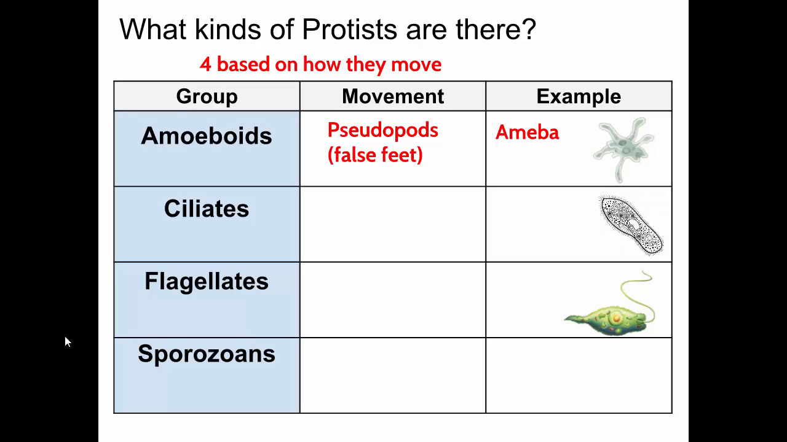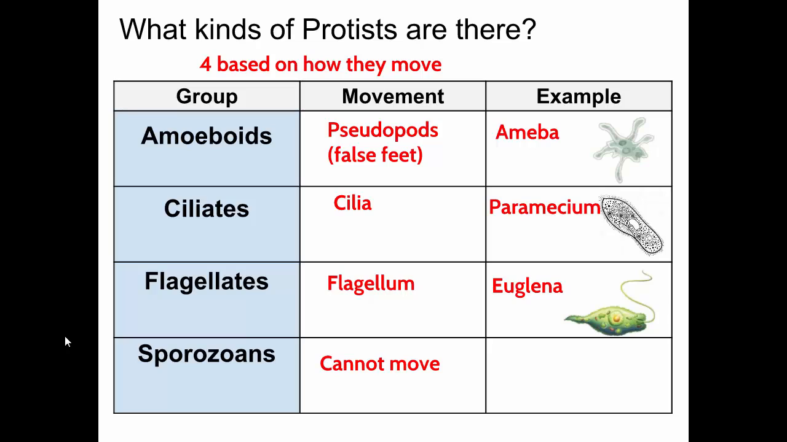Ciliates move using cilia. Does anyone know what cilia are, I should say? Isn't it like little hairs? Little tiny hairs. Yep. And the example we will be studying is a paramecium. Flagellates move using a flagellum, which is a whip-like tail. The one we will look at is called the euglena. And then the last type is called the sporozoan. Sporozoans are some parasitic protists that don't really move on their own.